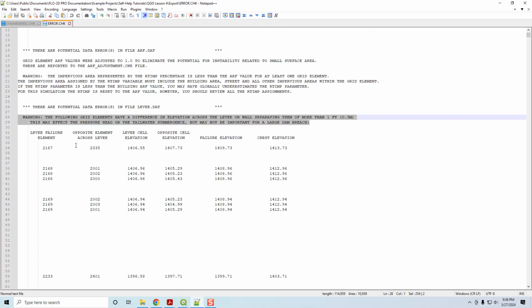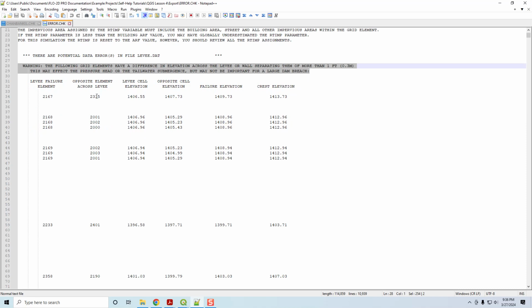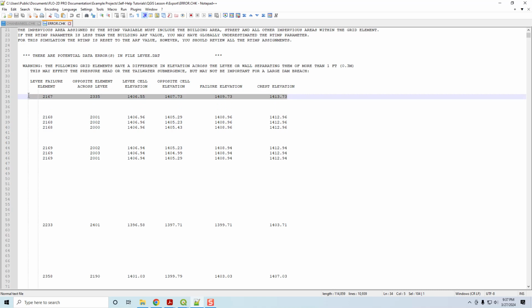And what it's saying is that here is your levee, your grid element with the levee, and this is the grid element opposite of the levee, and this is the levee elevation. This is the elevation of grid element 2167, and this is the elevation of grid element 2335, and the fail elevation and the crest elevation. So you can use this to kind of review your levees.